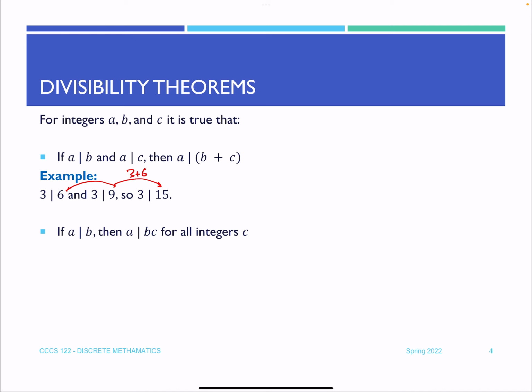If a divides b, then a also divides bc, as long as c is, of course, also an integer. As an example, if we know that 5 divides 10, it also means that 5 divides 20, divides 30, divides 40, all integer multiples of 10.